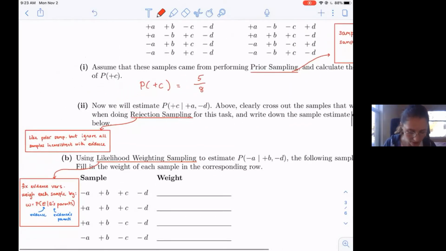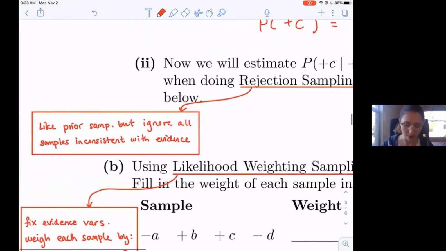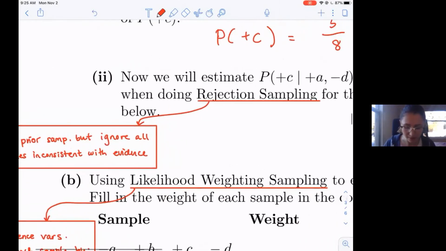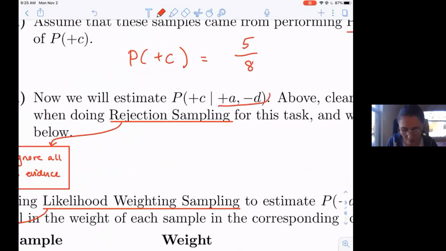Rejection sampling is exactly like prior sampling, except we do this additional modification where we ignore all of the samples that are inconsistent with our evidence. What does that mean? It just means that if we get a sample, which in this case here, does not match the evidence plus A and minus D, we're not even going to include it in any of our counts.